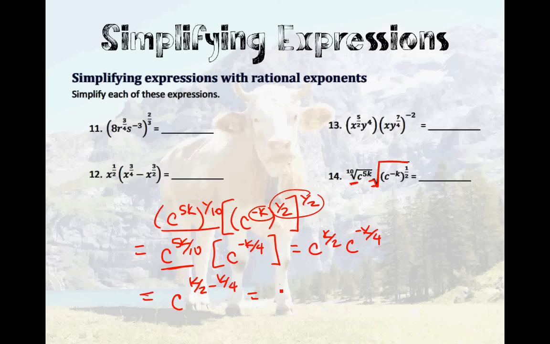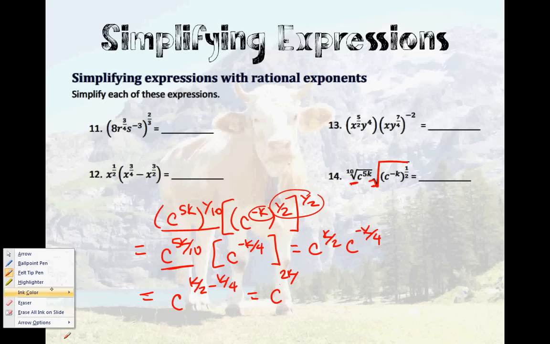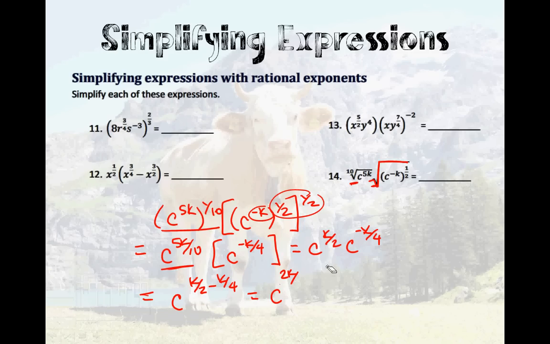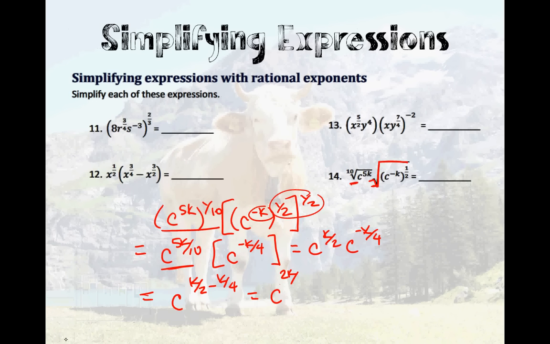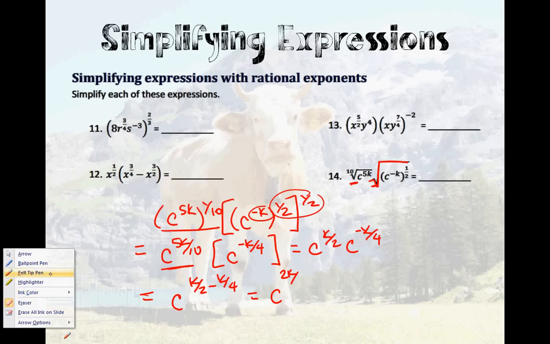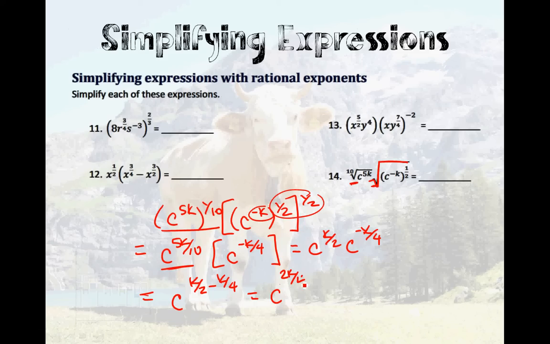We can simplify that. Okay, so we have 2k over 4 minus k over 4. So I multiplied this by 2, and then that leaves us with k over 4. So that would be your answer for that one.